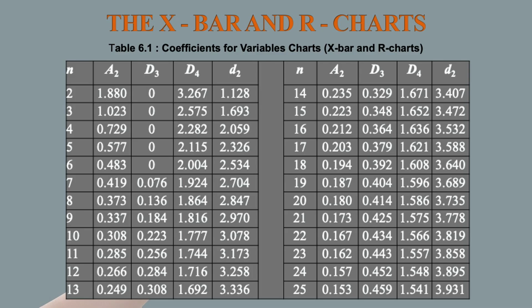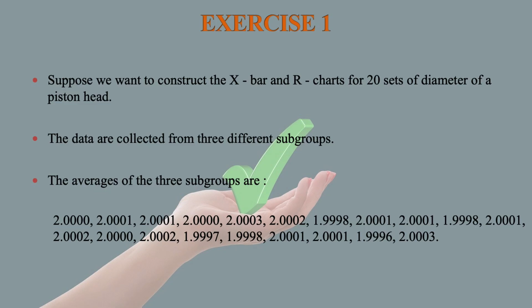This is the table from which you can get the values of A2, D2, D3, D4 as per the sample size n. Now let us try to solve some interesting problems related to control limit. This is exercise 1. Suppose we want to construct the X bar and R charts for 20 sets of diameters of a piston head. The data are collected from 3 different subgroups.